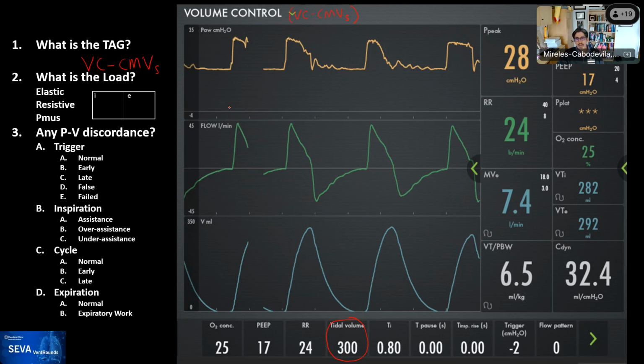The third one, so then you have to rely on what you're seeing on the waveforms, and there are certain clues here. The first one is that you have the flow, and the flow is set in a descending pattern. And in this ventilator, it's different than many other ventilators. You can see here that it says flow pattern, and flow pattern stands.